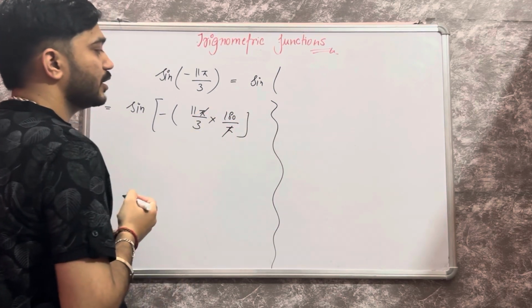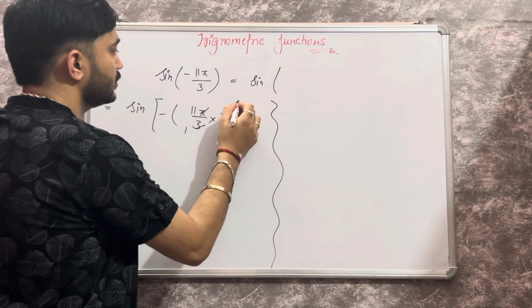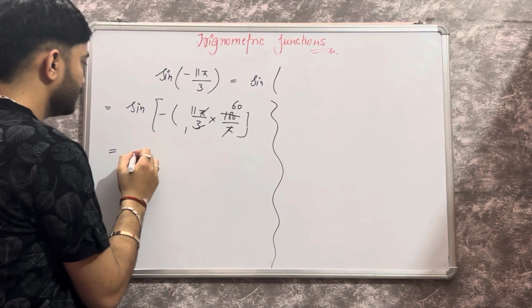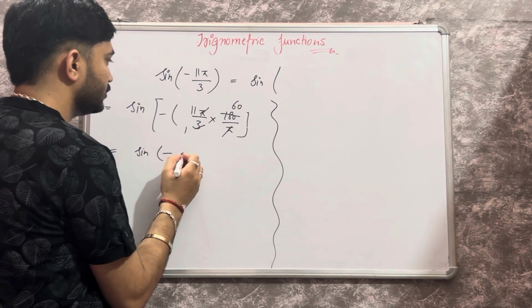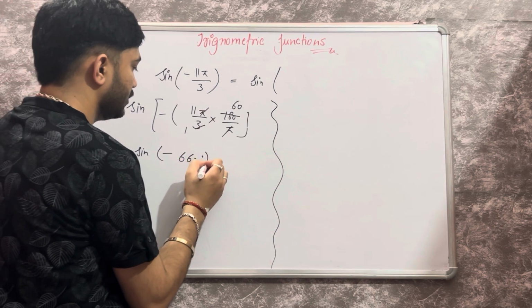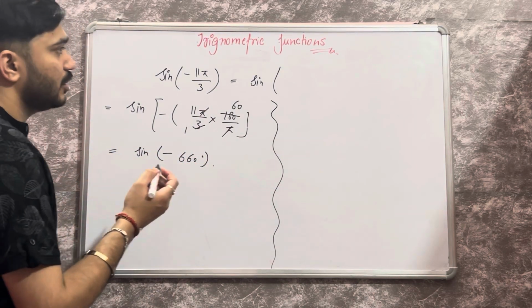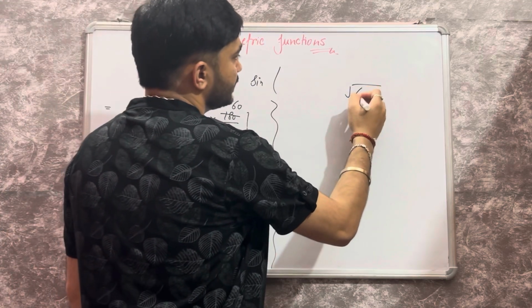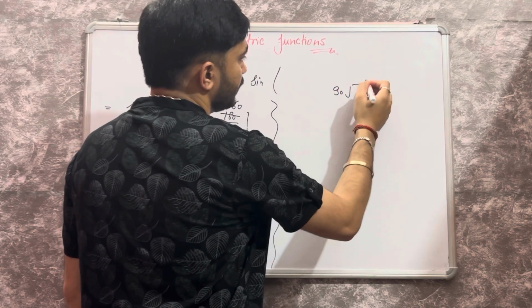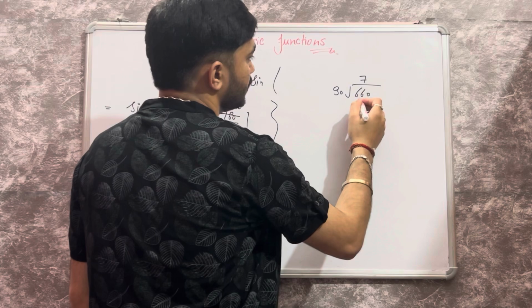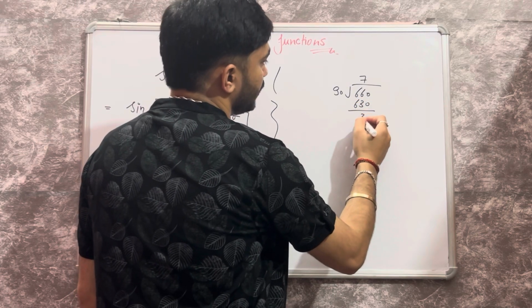Pi and pi cancel out. 3 ones are 360. So the answer will be sine of minus 660 degree. We have already done this question in our previous class. How are we going to solve this? Divide 660 by 90. 7 nines are 630. So the remainder is 30.